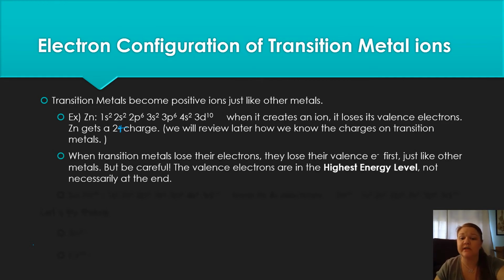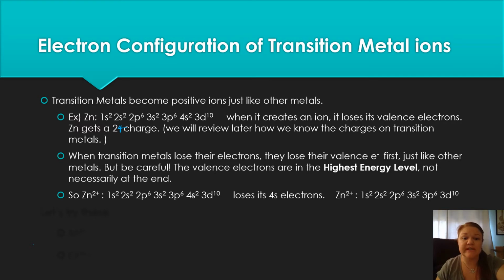When transition metals lose their electrons, they lose their valence electrons first, just like other metals, but we have to be careful when we're writing their electron configuration. The valence electrons are the highest energy level, not necessarily the electrons at the end of the electron configuration. So we really have to be careful about which electrons we're removing. If we took zinc 2+, if we look at its regular electron configuration, its highest energy level is 4, and it needs to lose 2 electrons to get a 2+ charge. So we're going to take out those 4s electrons, and our electron configuration becomes what we see here on the right. It goes 1s2, 2s2, 2p6, 3s2, 3p6, 3d10 at the end, because those are all on the third energy level. We lose the outside ones on that fourth energy level.